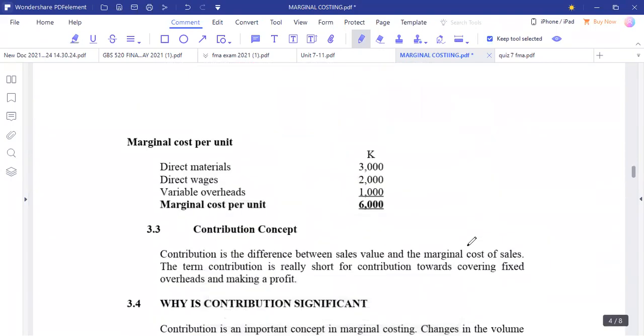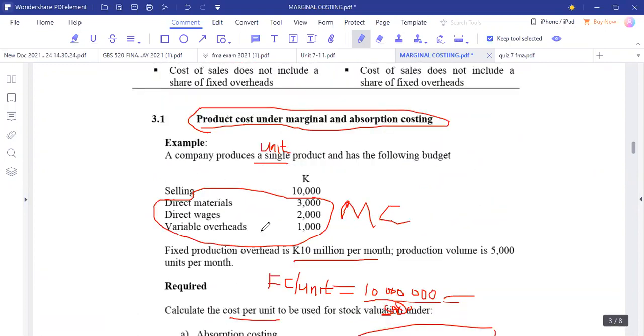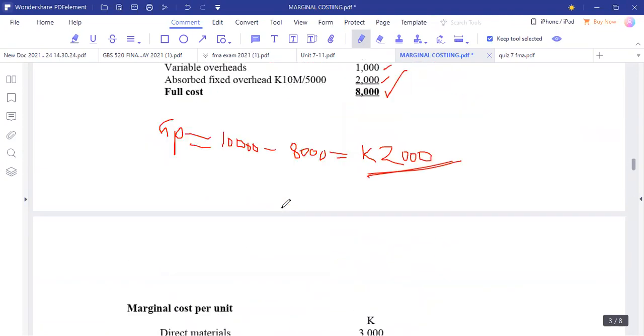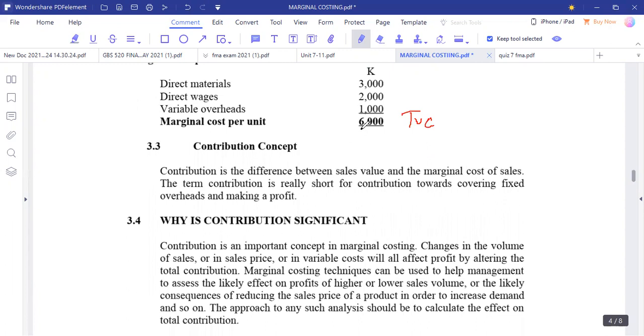Now, getting down to marginal costing. In marginal costing, we are going to find, first of all, our direct material of 3,000. Then, of course, we know the direct labor or direct wages is 2,000. And then getting down to variable overheads, which is 1,000. The sum of these is the total variable cost, TVC. Now, this is only per unit of a product. All right. Now, we can find the contribution here.